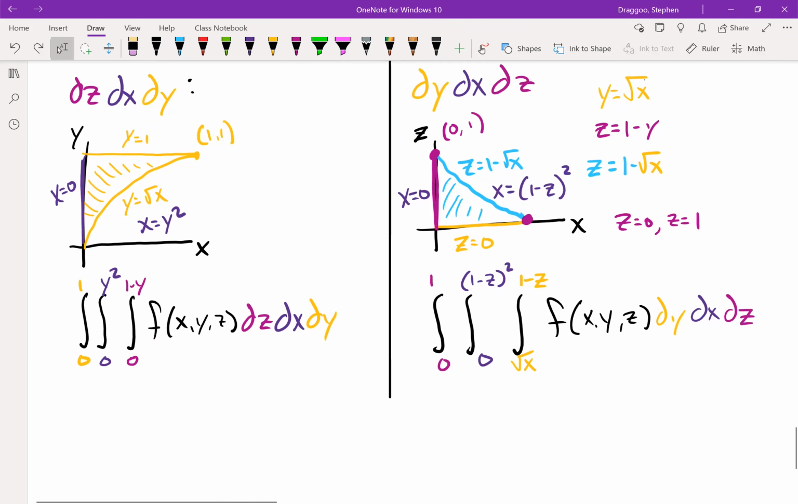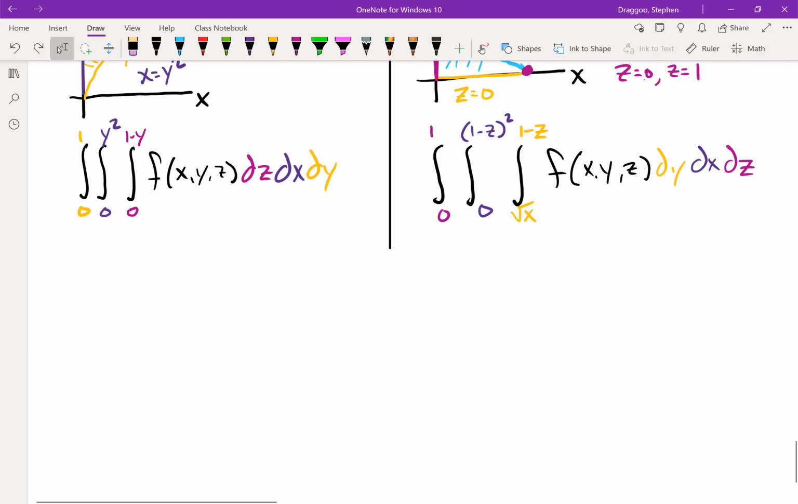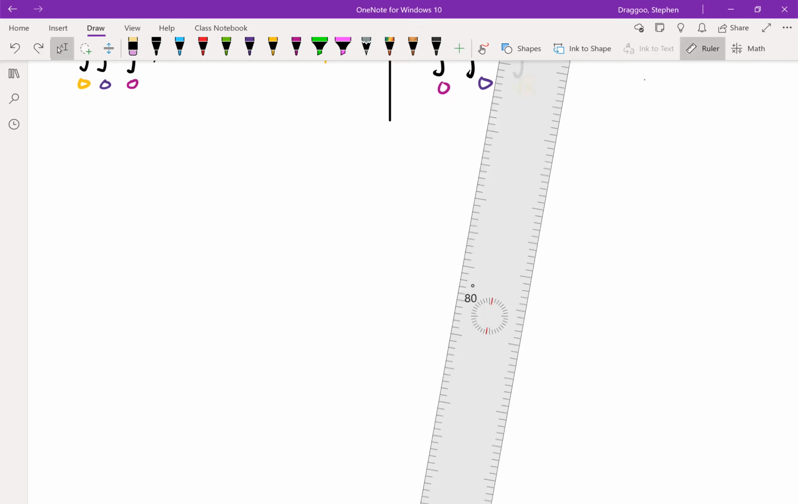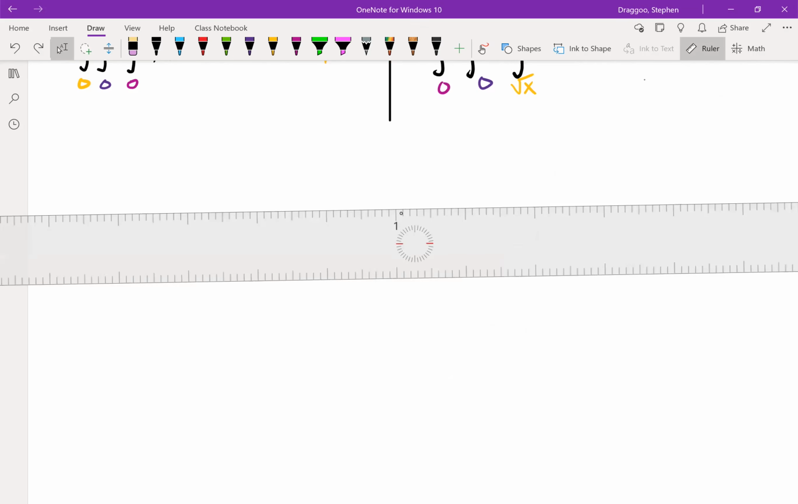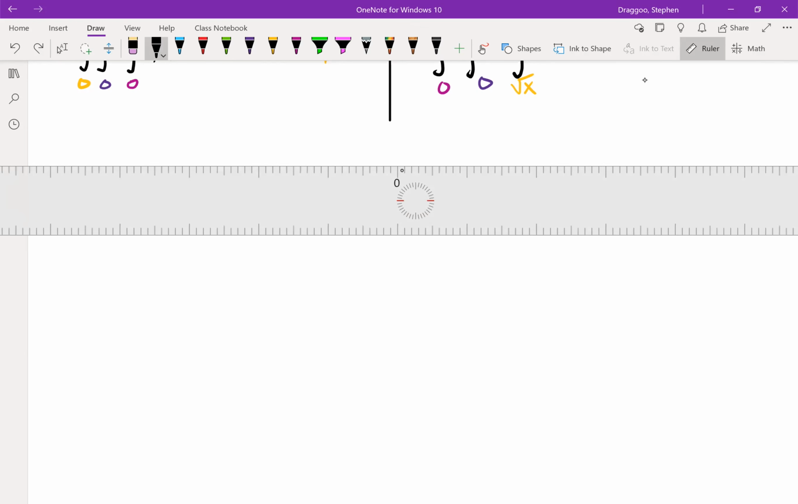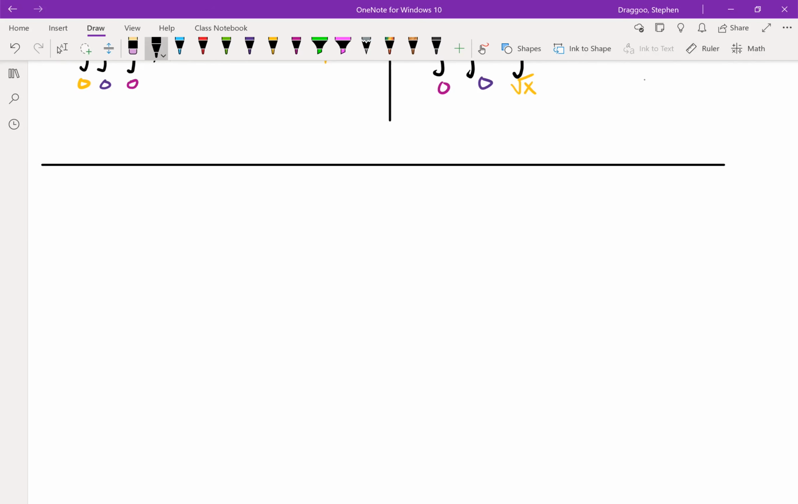All right, so that was the next order. We did dy, dx, dz. So next, we might as well do dy, dz, dx. Draw another sort of boundary line here. So dy, then dz, then dx. And this one, we already have the projection we need.